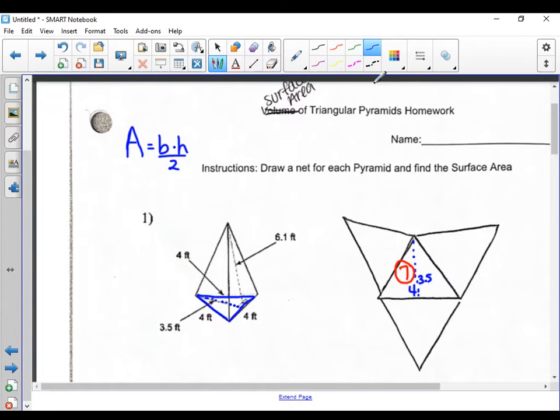Okay, so now the 3 triangles on the outside are all going to be the same. So they all have a base of 4. And they all have this height right here, which says 6.1. Like I said, we're going to do base times height divided by 2. Again, our base is this right here, which is 4. Our height is the line that goes up the triangle. So 4 times 6.1, and then divide that by 2. So for all 3 of these on the outside, I got 12.2.